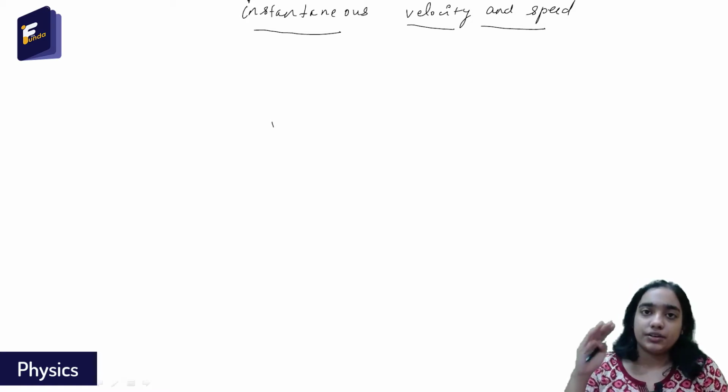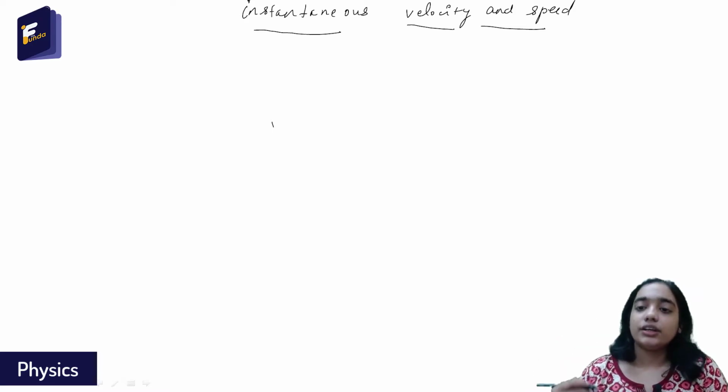So in our last physics class, we were discussing motion along a straight line. In it, we discussed the position of a particle, the displacement of a particle, and also the average velocity and average speed of a particle. We discussed the difference between distance and displacement, and the difference between speed and velocity of a particle.